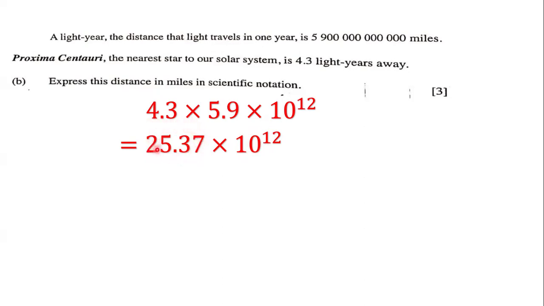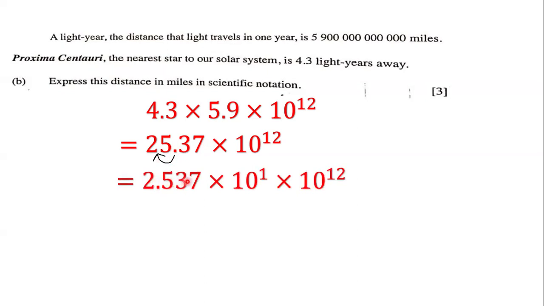In order for us to have this entire number written in scientific notation or standard form, this number right here has to be a real number from 1 to 10, but not including 10. But this number is 25.37, which is definitely over 10. So we have to make this number smaller. And so what we're going to do is take this decimal point and move it over once to the left. And so what we have here is 2.537 times 10 to the power of 1. Now, the reason why it's positive 1 is because we moved over to the left one time.